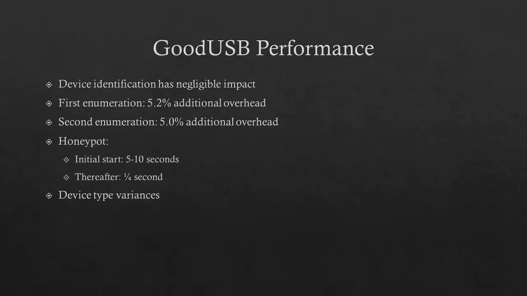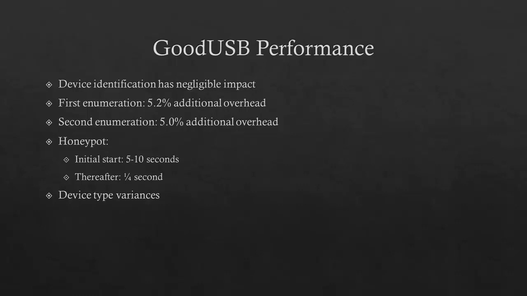Importantly, GoodUSB does not significantly slow down the host machine. Device identification has negligible overhead, while device enumeration adds 5.2% overhead on first enumeration and 5.0% thereafter. As one would expect, use of the honeypot virtual machine adds more significant costs. Starting the VM from a cold start takes between 5 and 10 seconds, while additional redirects to the honeypot take approximately a quarter of a second.